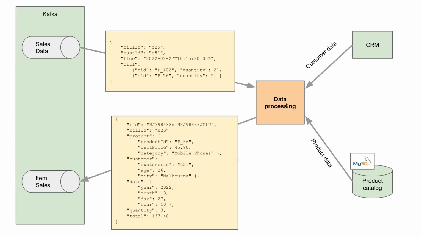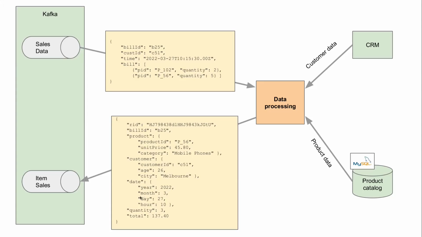Then we also need to get additional information about the customer, in this case C51. We get that from the CRM system. There we get the age of the customer as well as the city. So with that data, we build this part of the message. Then we have the timestamp as a string. We want to format it like this. We want to separate it out into year, month, day, and hour. Then we have all this data.